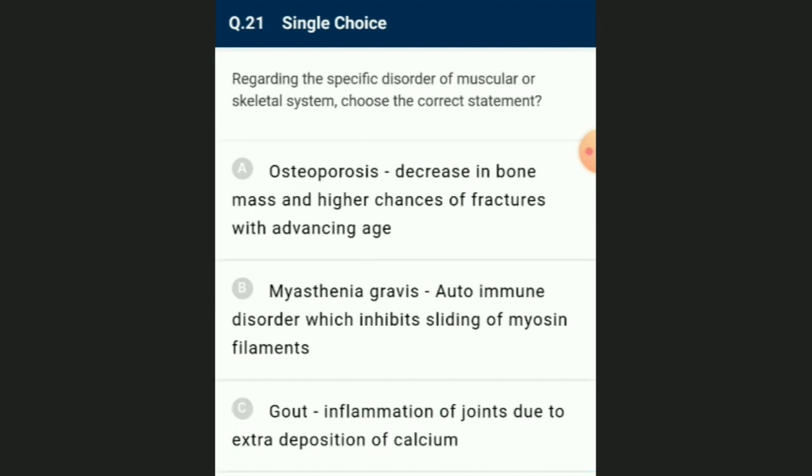Question number 21. Regarding the specific disorder of muscular or skeletal system, choose the correct statement. Osteoporosis is an old age disease caused by reabsorption of calcium and phosphate from bone due to hypersecretion of parathyroid hormone and less secretion of estrogen in post-menopause condition. In this disease, bone becomes fragile and porous. So the answer for this question is option A. Osteoporosis, decrease in bone mass and higher chances of fractures with advancing age. That is a correct statement about the specific disorder of muscle or skeletal system.